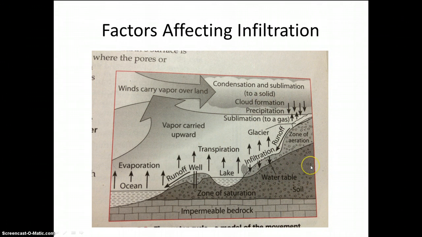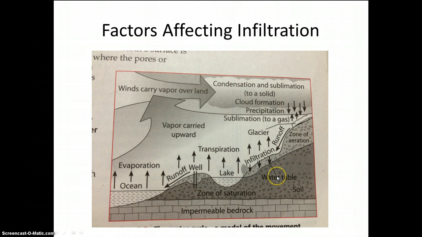This figure shows that the Earth's surface is divided into 2 zones: the zone of saturation, where the pores or openings between solid particles are filled with water, and the zone of aeration, where the pores are partly filled with air and partly filled with water. Water infiltrates down under the influence of gravity until it meets the interface between the zone of saturation and the zone of aeration, right here.